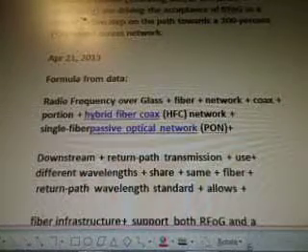So April 21st I created a formula from the data. Radio frequency over glass, fiber network coax portion, hybrid fiber coax network, single fiber passive optical network PON, downstream return path transmission, use different wavelengths, share same fiber, return path wavelength standard allows fiber infrastructure, support both RFOG and standards-based PON simultaneously, operating downstream return path wavelengths. RFOG delivers services RF DOCSIS HFC network, improved noise performance, increased usable RF spectrum, both downstream return path directions.